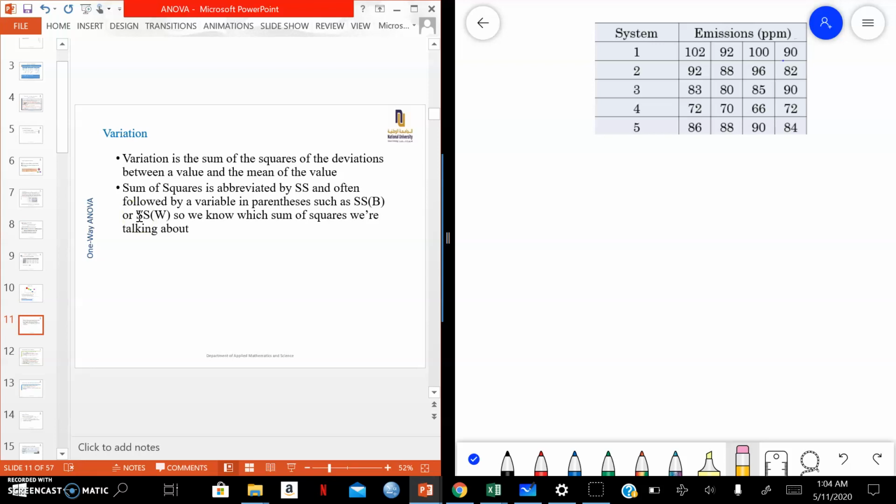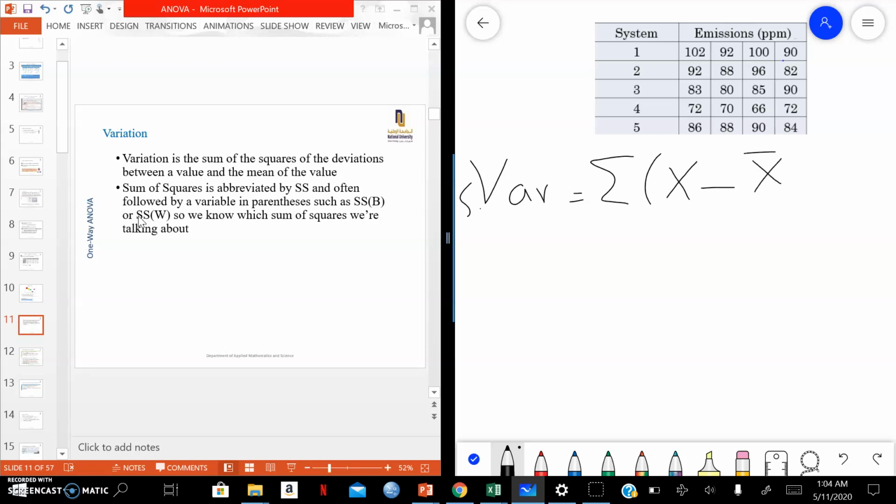So first of all, what is variation? If you remember, we have studied variance. What is variance, or sample variance? Sample variance is computed by the sum of the squared deviations of x from the mean, and if we talk about a sample, then we divide by the total number of samples minus 1.